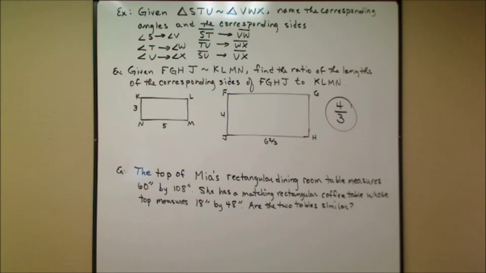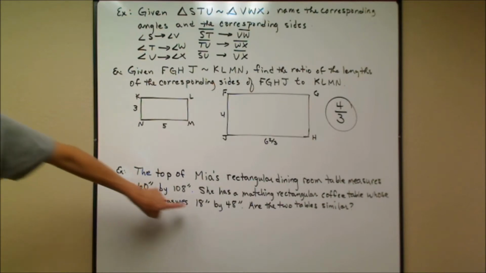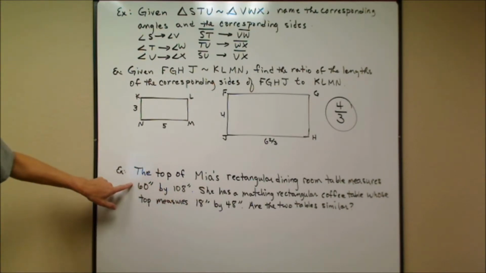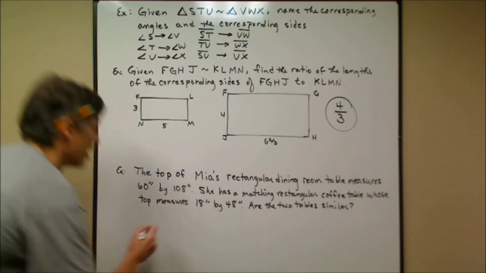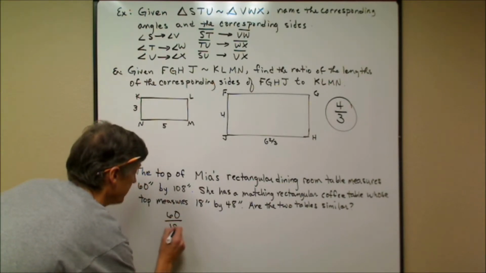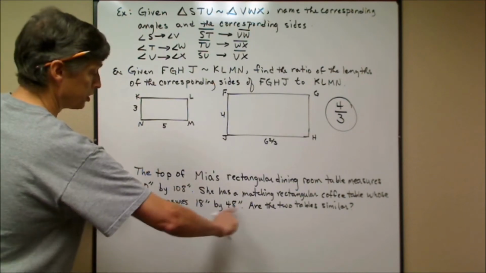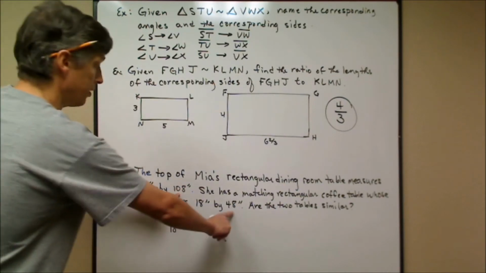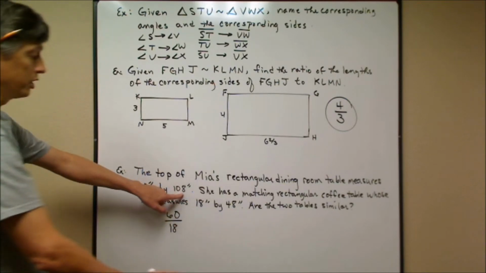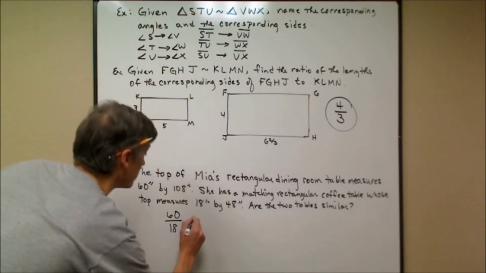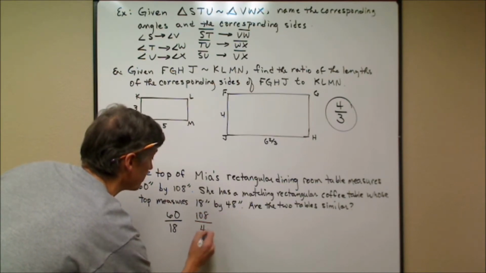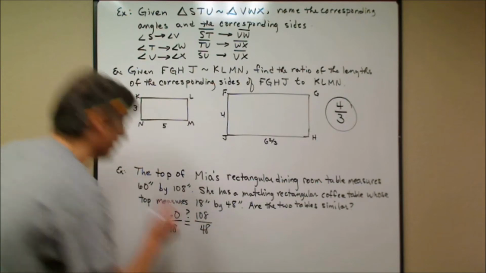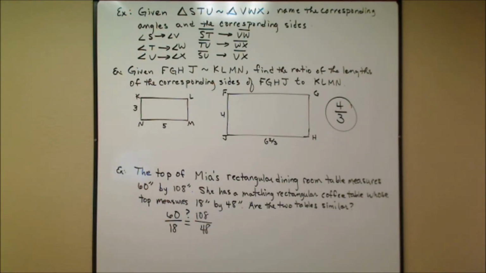What we have to do is determine if corresponding sides are proportional. So I'm going to take the short side of the rectangle and compare it to the short side of the other rectangle, from the dining room table to the coffee table. I'm going to write 60 is to 18. I'm going from the bigger one to the smaller one here. Then I'm going to take the two larger measures, and write the ratio from the larger one to the smaller one, that's 108 is to 48. Are these equal? If they're equal, my answer is yes, the two tables are similar. If these are not equal, then my answer is no.